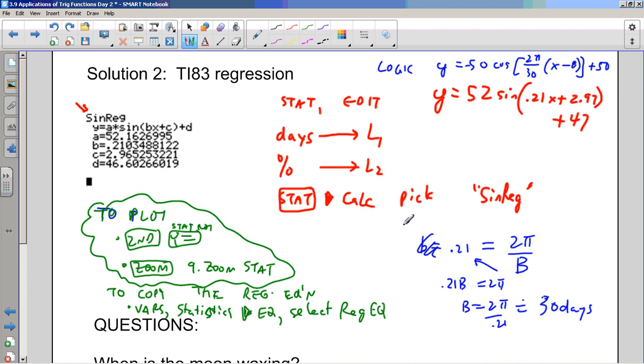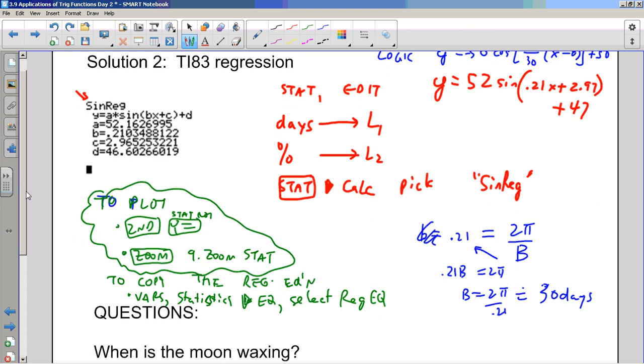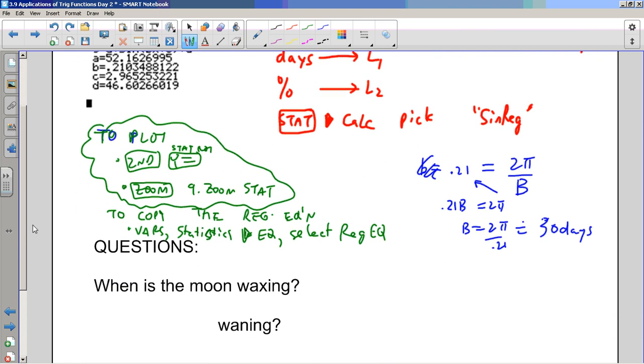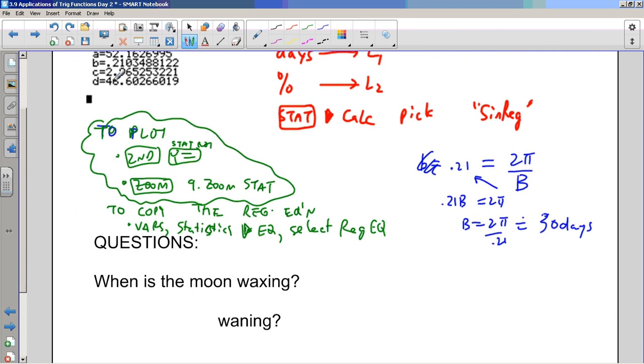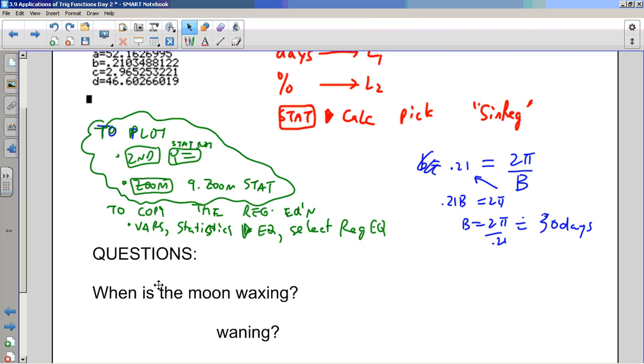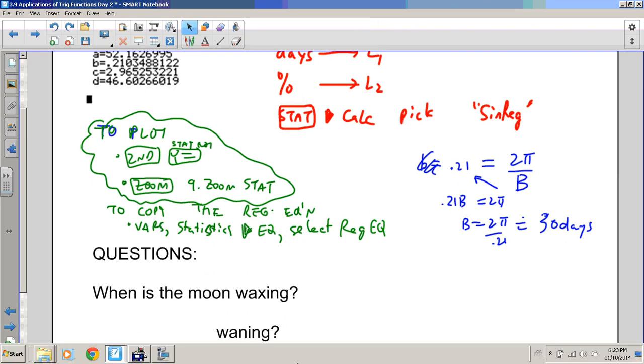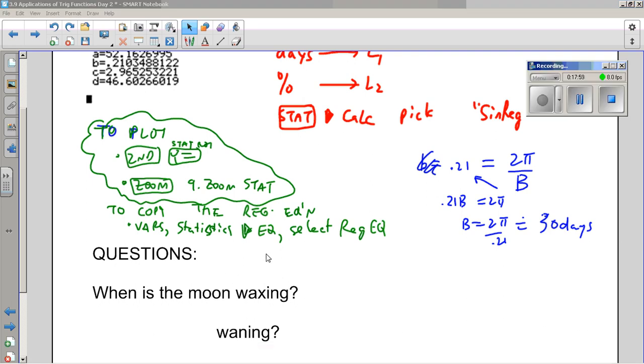Which model's better? Well, geez, we still don't know. Okay, and this is up for debate. I guess you could talk about is the regression equation better? Certainly was more hassle than our logic method. When is the moon waxing? Now I got to remember what that means. How am I doing for time here? Yeah, I got to stop here. I'll go into the questions in part 3, the dreaded part 3 video.